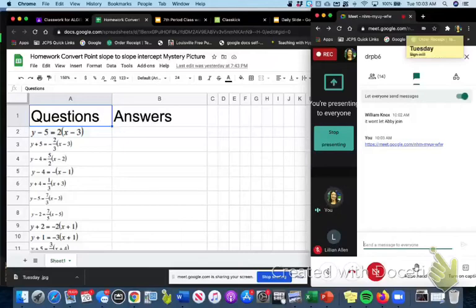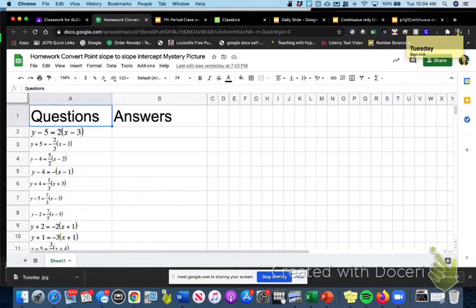At first glance, it looks like pretty much an empty spreadsheet, and it kind of is, but it isn't. There is a secret mystery picture hidden inside of the Excel spreadsheet. So what you see in the column question, and I'll zoom in here just a little bit more for you guys, these are all equations that are in point slope form.